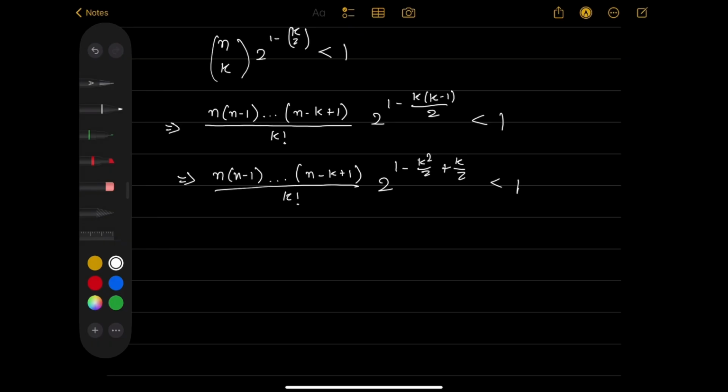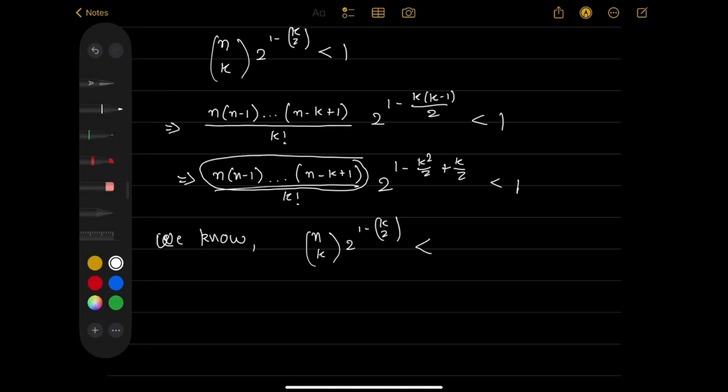And you know that the upper bound to this will be n to the power k, right? So we know n choose k times 2 to the power 1 minus k choose 2 is less than n to the power k by k factorial, times 2 to the power 1 minus k squared by 2 plus k by 2, okay?